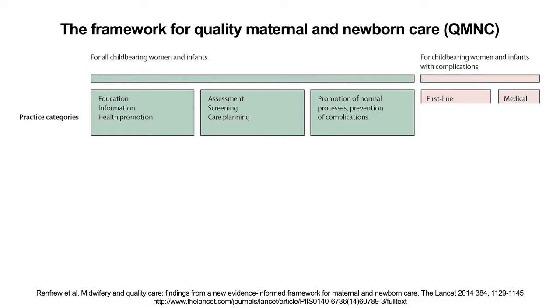Then over towards the right hand you get two smaller boxes. Now they're smaller because we should have less women needing care in those boxes if we get the supportive and preventive care right. That's what the evidence is telling us. So the fourth box is, if you like, first line management of complications. So this might be external cephalic version for a woman with a breech presentation in pregnancy, so that she has a better chance of giving birth to a cephalic presentation with the head first, so to prevent problems.